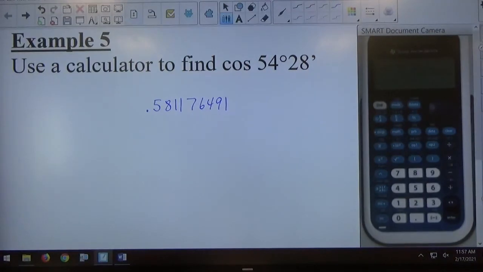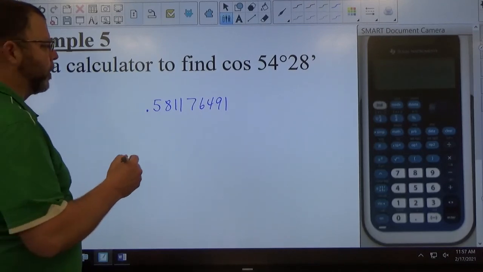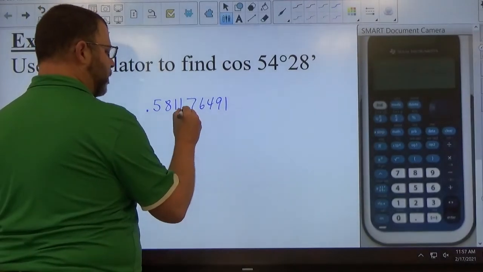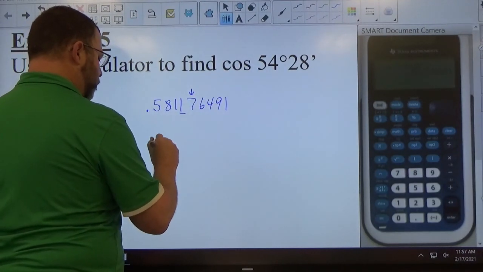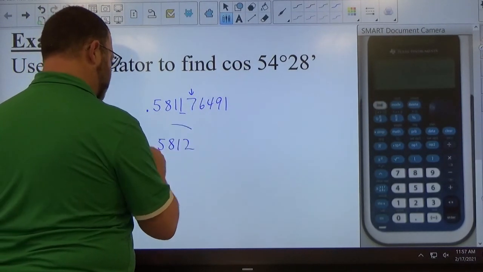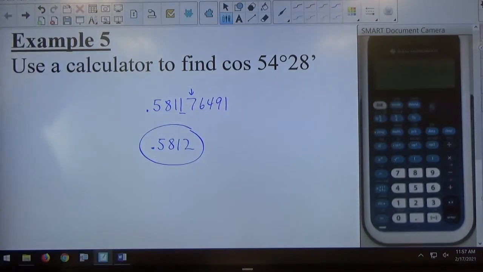Okay, there's no real work to show here. I would like you to write down all the decimal places, and then I want all trig stuff rounded to 4 decimal places. So write down all and then round it correctly to 4. Rounding to the 4th decimal place, I'm looking at the 4th digit. The next digit after is a 7, which means I go up 1. So 0.5812 would be what I'd want to get for the cosine of 54 degrees, 28 minutes.